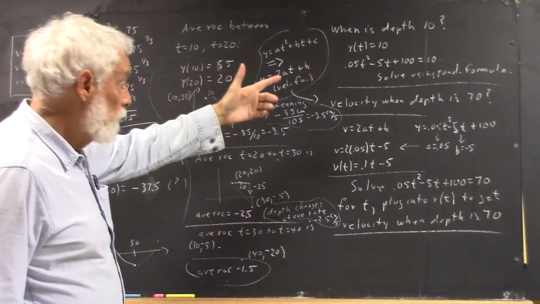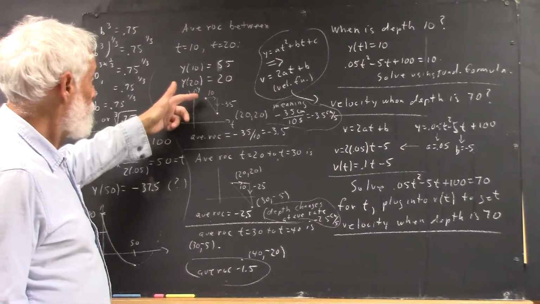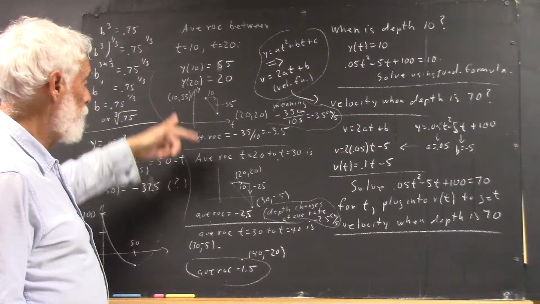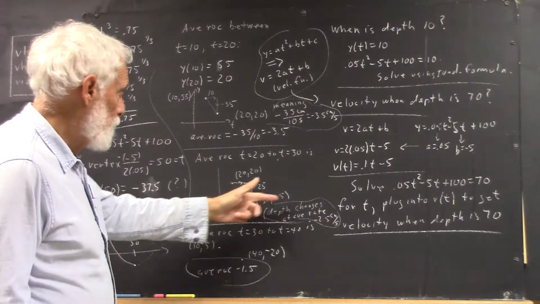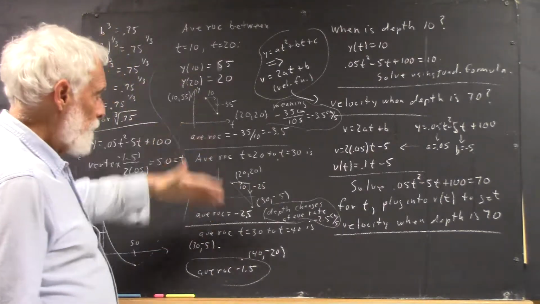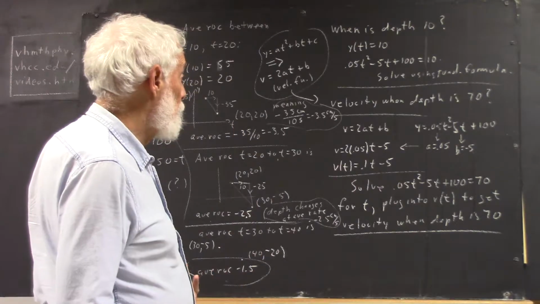We will get a solution because, as we can see from our numbers here, depths are 55, and then we have a depth of 20, and then we have a new depth of negative 5. So depth clearly crosses or passes the 10 centimeter mark.